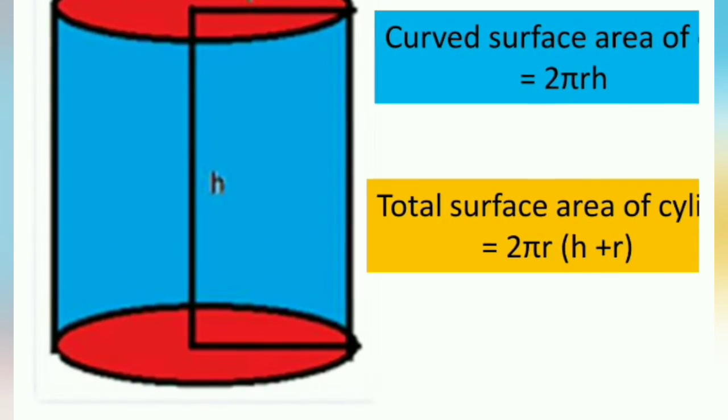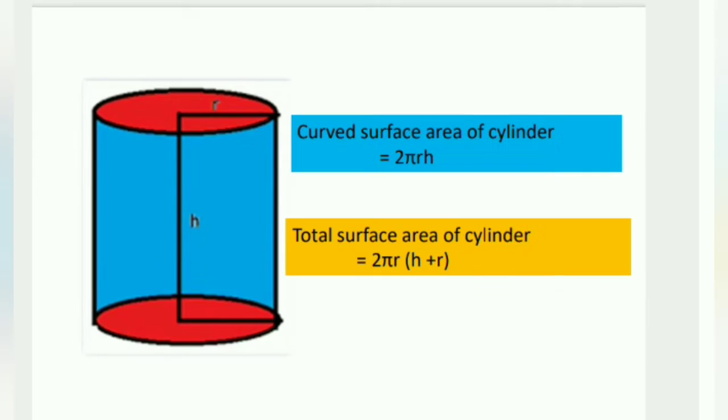This is curved surface area. But what will be the total surface area, which will include the blue colored one, and the red colored top and bottom portions also? So what is the formula? 2πrh plus 2πr², that is 2πr(h + r). So you're adding the area of two circles plus the curved surface area of the cylinder. So you get this formula.